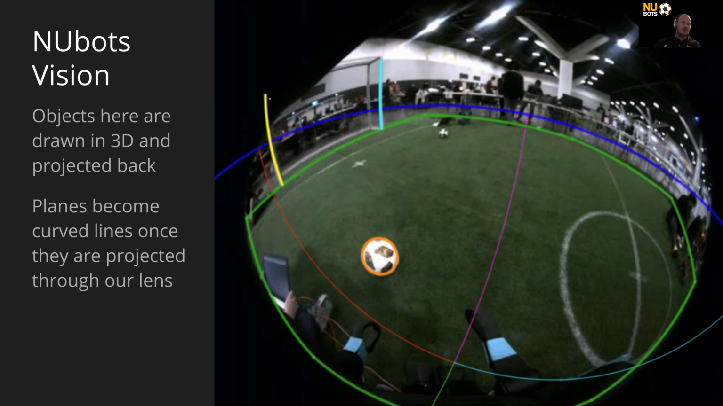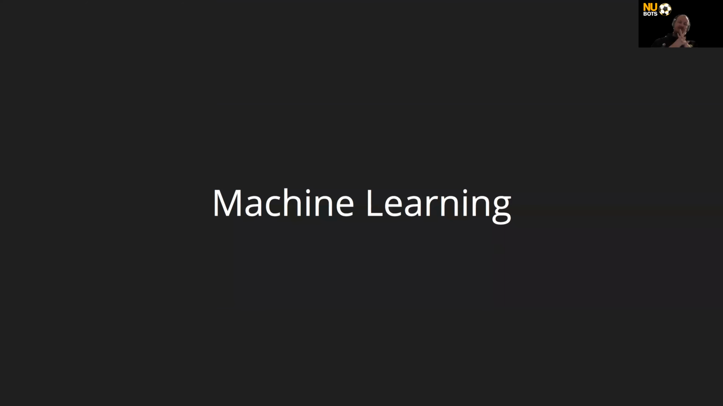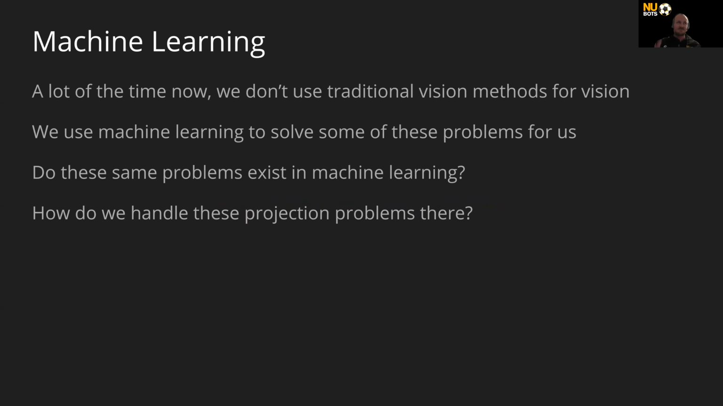And then when we project them back to the fisheye lens, we're drawing them as they would appear if they were in the fisheye lens. So everything looks all warped, but in 3D, this is actually very, very simple geometry, and it makes for very simple algorithms. But many of you are probably moving away from classical methods of vision, and you're moving towards machine learning.